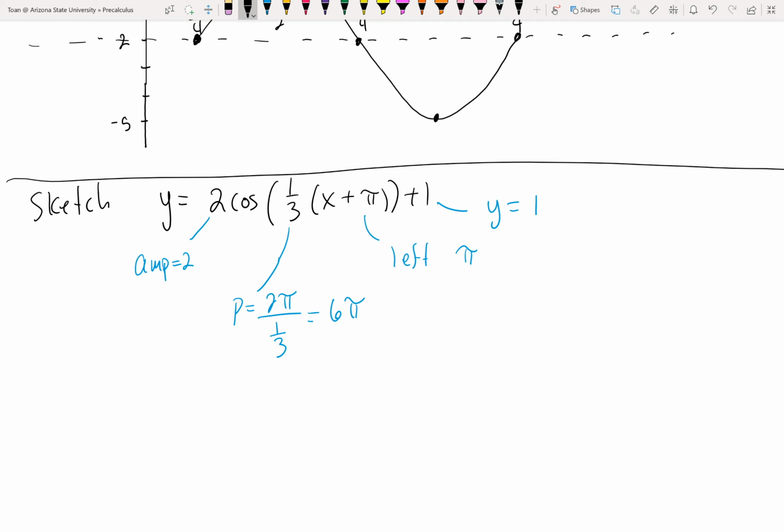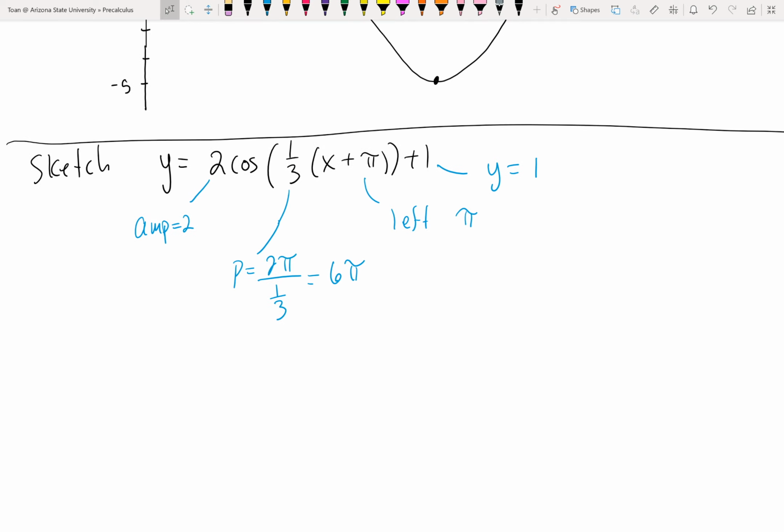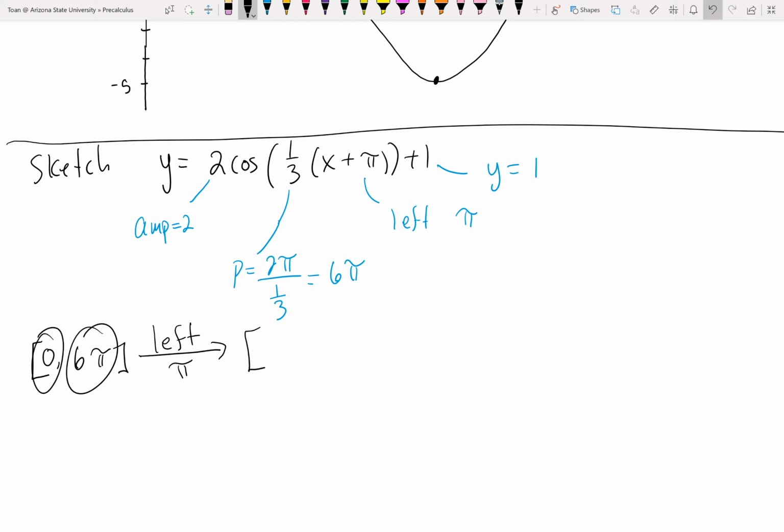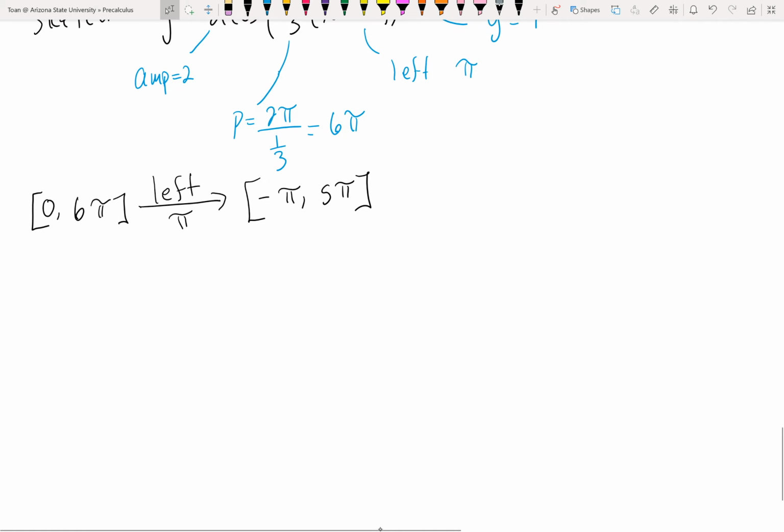Once I have the new period, I know my, quote, viewing window is going to change, right? So my viewing window, according to this math, says I need to start at 0 and go all the way to 6 pi to see my whole picture. But I did have a phase shift of going to the left by pi. So going to the left is subtraction. If you subtract pi from each endpoint, that means my viewing window is from negative pi to 5 pi. Once I have my viewing window established, I can go ahead and chop it up into 5 equal pieces.